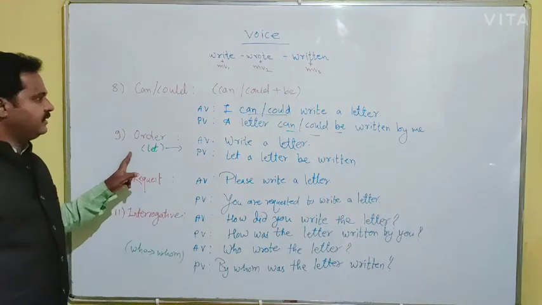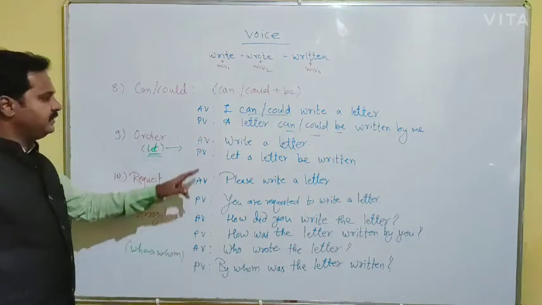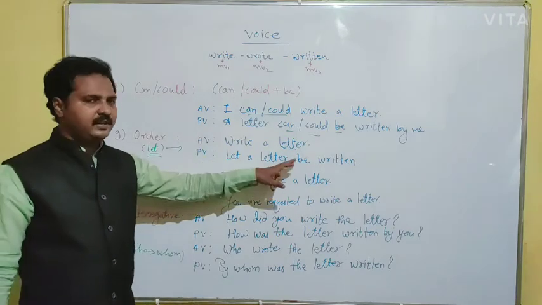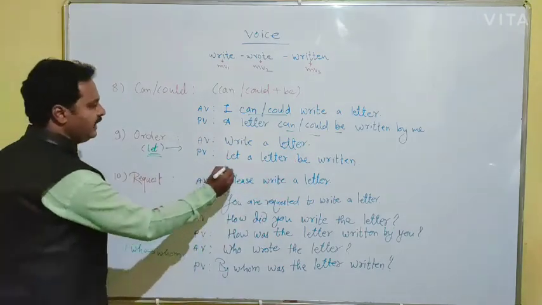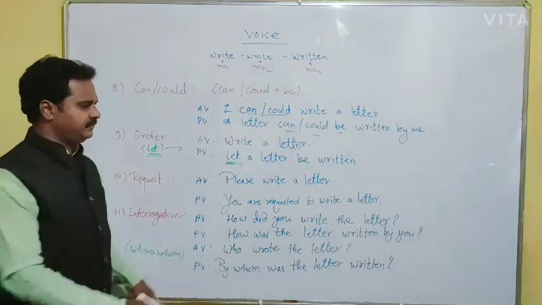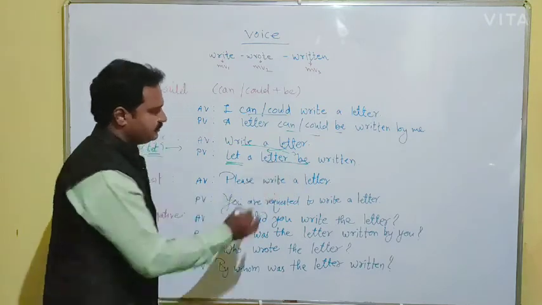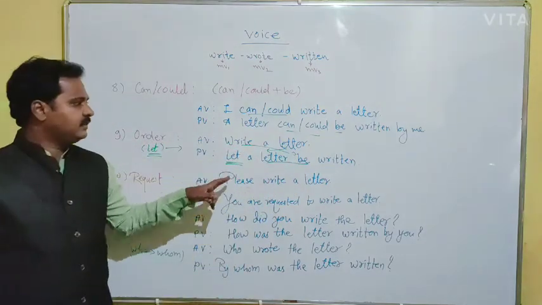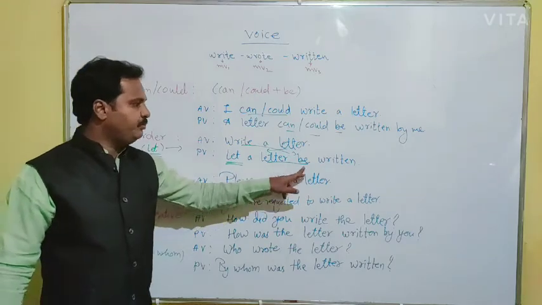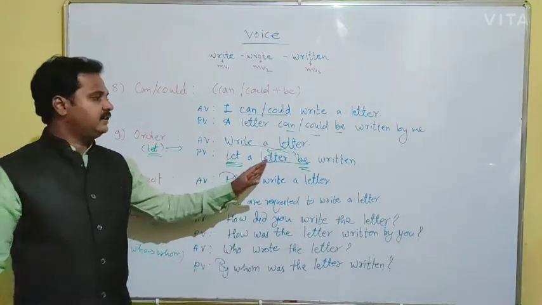Next, order type sentence. Here we use let. In active voice: write a letter. Start with let. Then same: a letter put here, then write put there with be. Write a letter. Let a letter be. With let, we have to use be. Let a letter be written.